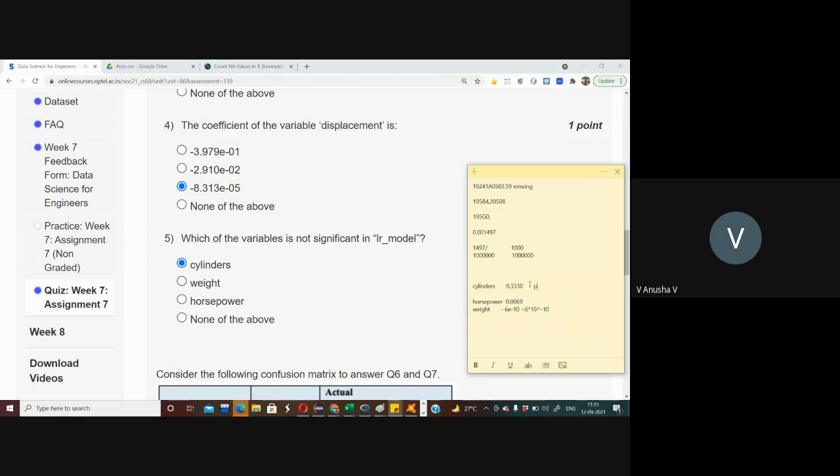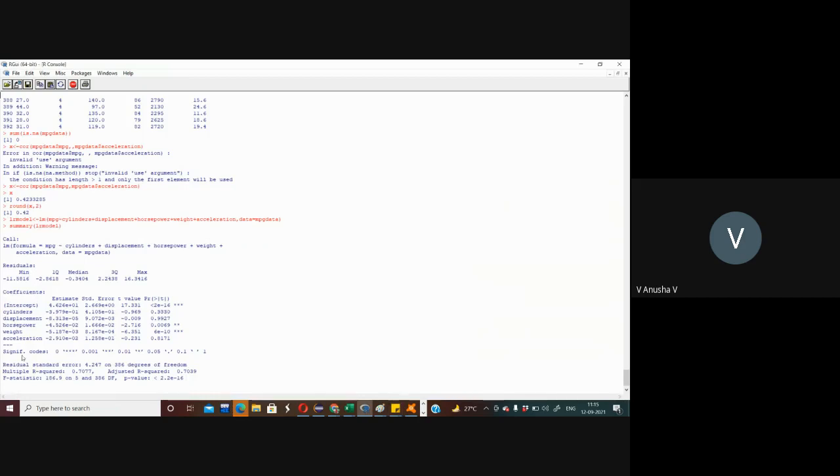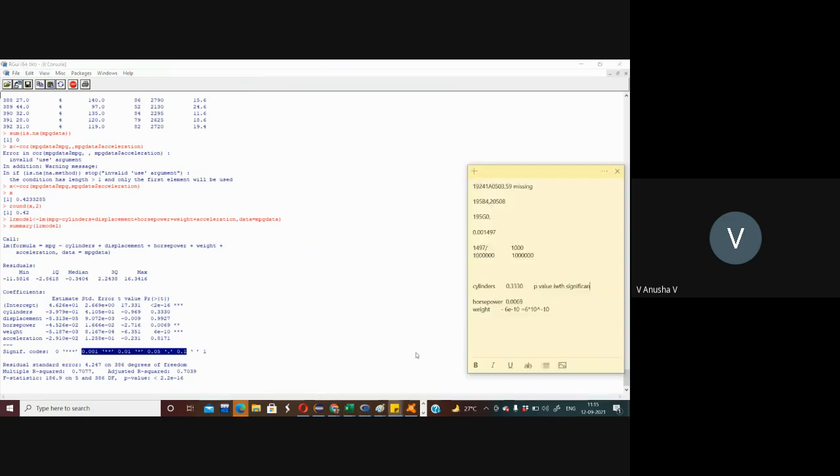So you need to compare the p-value with alpha, that is the significant value. If you come to the R Studio, you can find the significant codes here. That is 0.001, 0.01, 0.05, and 0.1. With all these values, you have to compare the p-value. So if I compare the p-value of cylinders, which is 0.33330, I need to compare that with 0.01. Let's write it: I need to compare p with the significant value here.